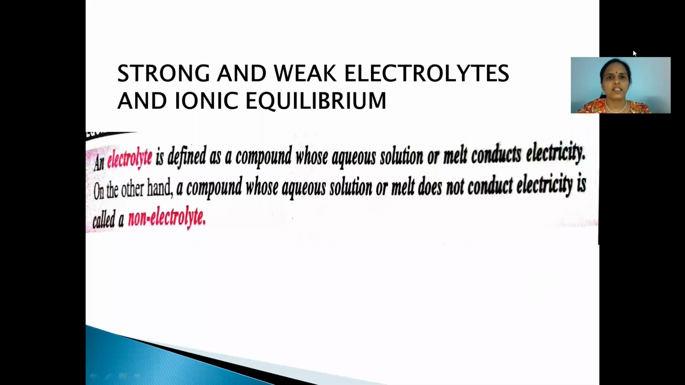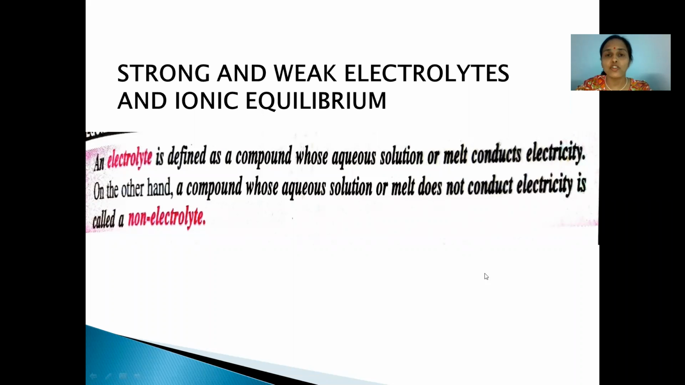Hello students, let's start today with ionic equilibrium. And before we deal with ionic equilibrium, I would like to deal with an electrolyte first. So an electrolyte is defined as a compound whose aqueous solution or melt conducts electricity.